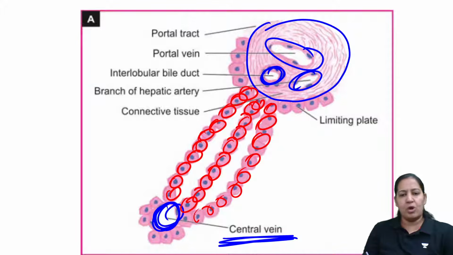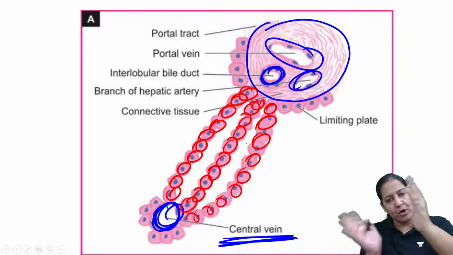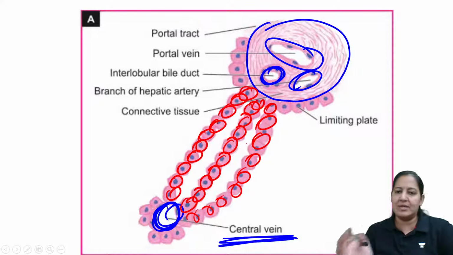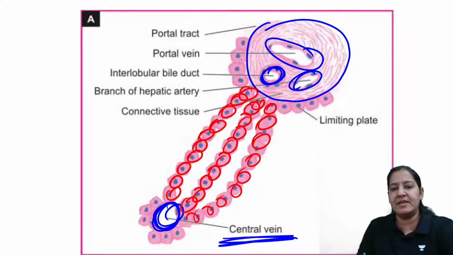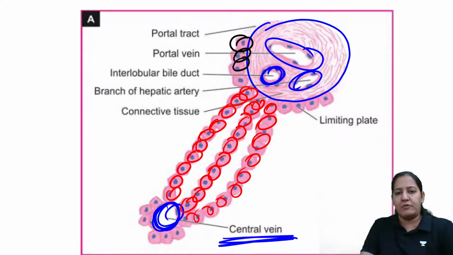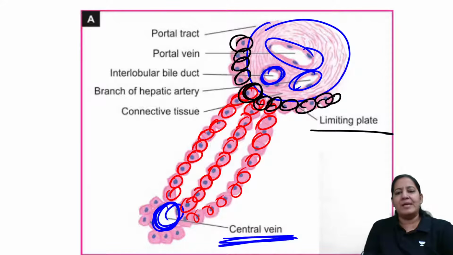The sinusoid and space of Disse are not shown here. You know that between two adjacent cords, sinusoids are present, with the space of Disse, and so on. Where is the first hepatocyte? Let me mark it. The first hepatocytes of all the cords form a plate known as the limiting plate.